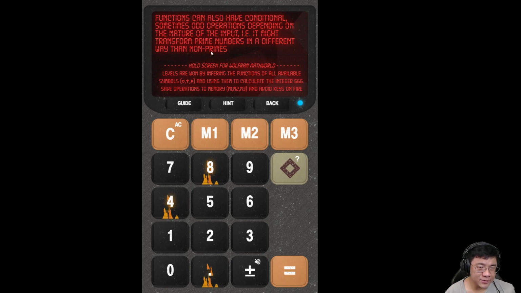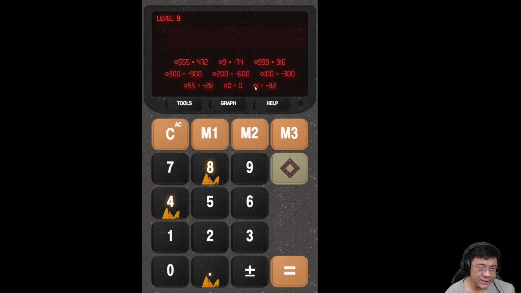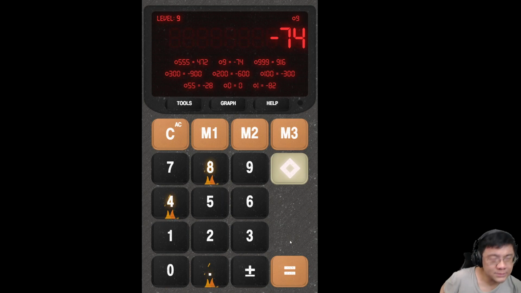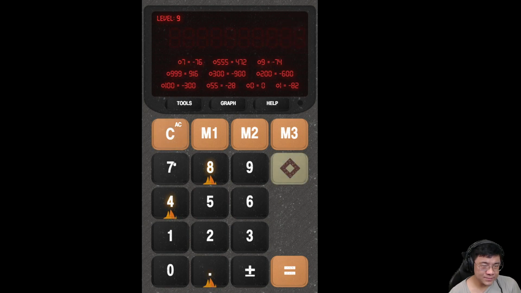Oh, so it can transform prime numbers in a different way than non-primes. Did I give it any? 5 is a prime number. 3 is a prime number. 7 is a prime number. 9 is not a prime number. Interesting. So 9 and 7. 7 was negative 76, it's right there. Okay. And 9 was negative 74?